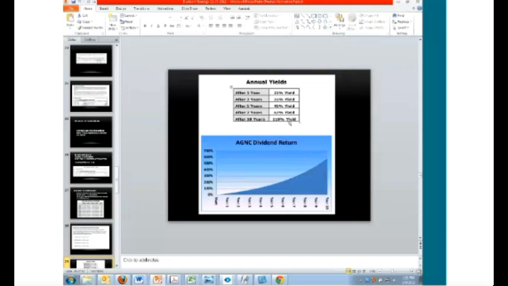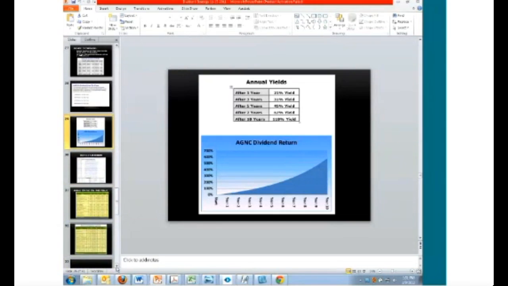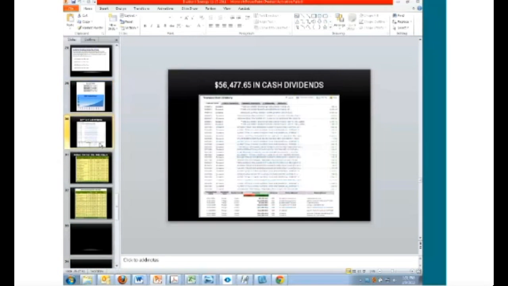Now, this is a cash-on-cash yield. So after 10 years, you got 118% yield on your investment. Here's a sample of some dividends I received recently that come out to over $56,000 in cash dividends. And again, I like to reinvest this in additional shares of stock.